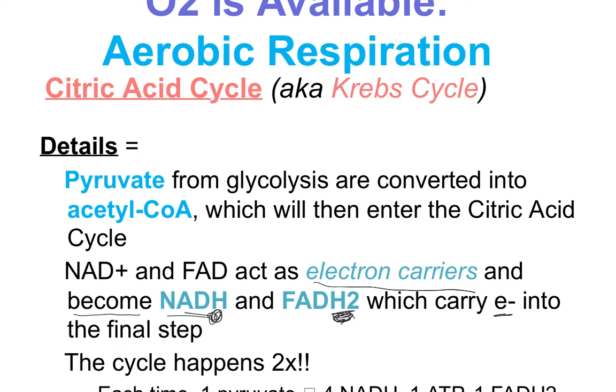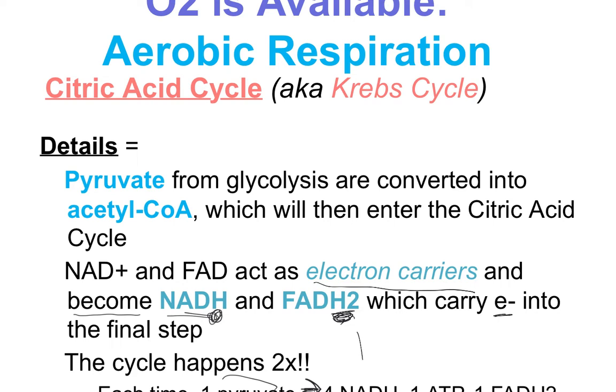The cycle happens twice, and each time one of these pyruvate molecules is going to make 4 NADH, 1 ATP, 1 FADH2, and 3 carbon dioxide molecules.